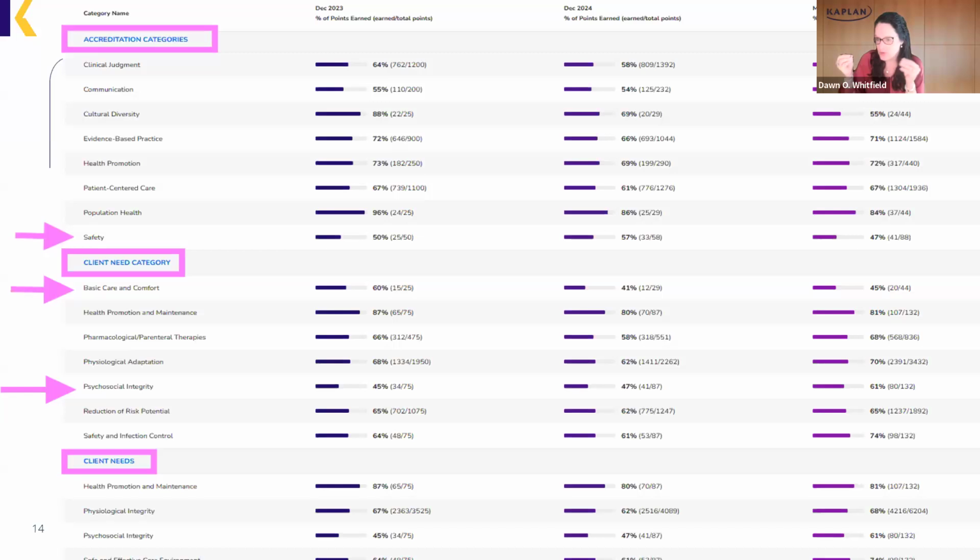Oftentimes students forget those basics. And again, I'm seeing lower performing areas in the 40s on those particular areas. Now you would be able to track and trend these particular areas and work to analyze the reports that you're reviewing.